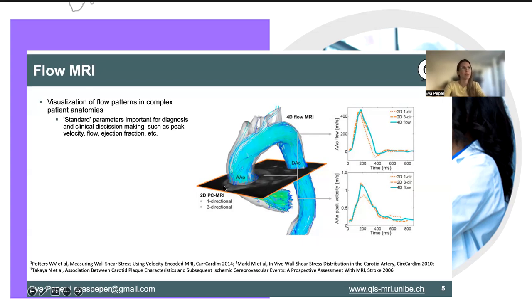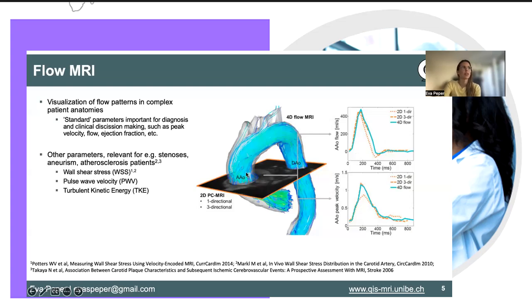From that acquisition, you typically try to estimate the standard parameters, like peak velocities, flow, or ejection fractions. What you see here is this 4D flow visualization. You see a 2D plane going through it, at which you can, for example, measure the flow curve or the velocity curves over time at a certain position along your aorta.